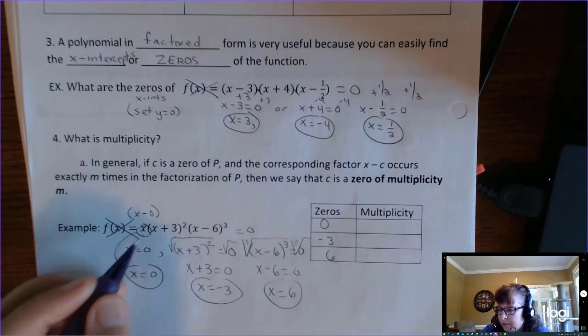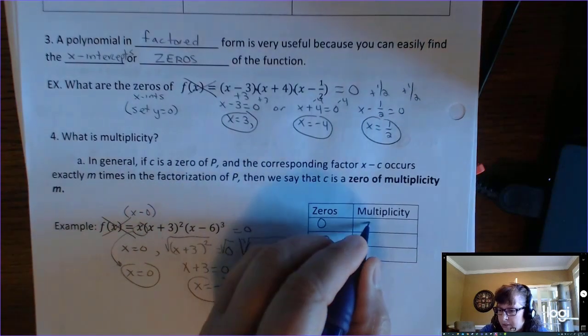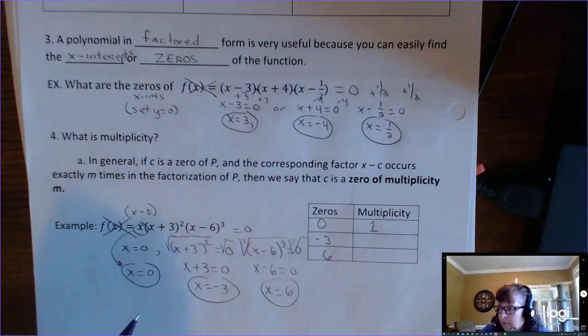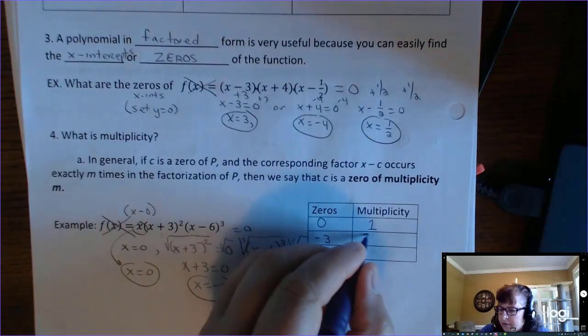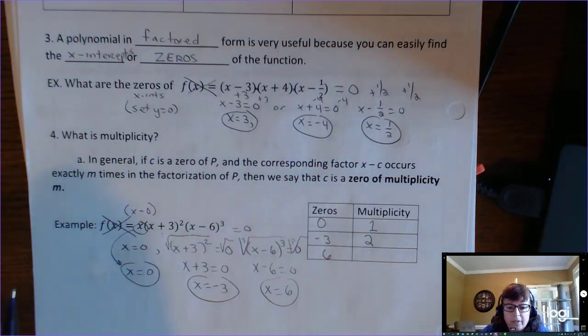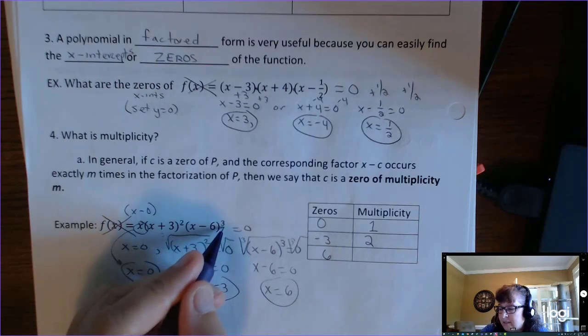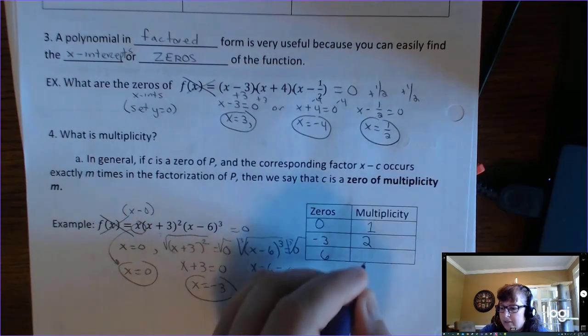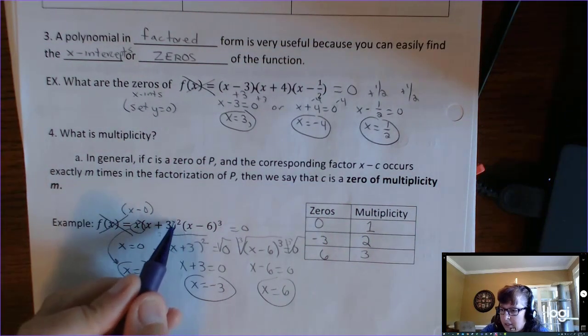Alright, now the multiplicity is just the exponents that go with them. So this x is x to the 1. So this 0 has a multiplicity of 1. This x plus 3 has a square, so this negative 3, 0 has a multiplicity of 2. And this x minus 6 has an exponent of 3, so this 6 has a multiplicity of 3. So that's multiplicity. It's just whatever is here.